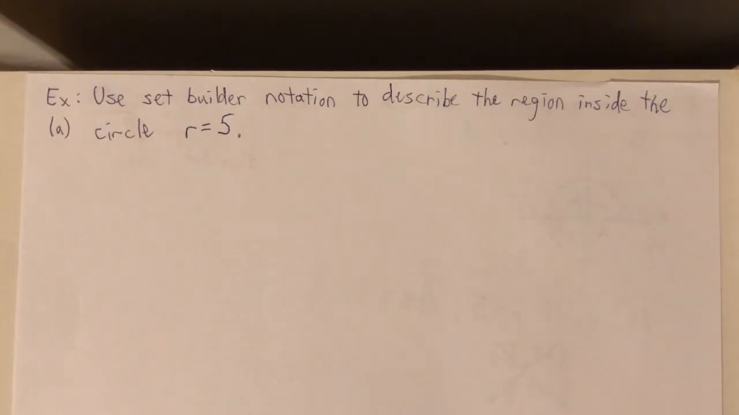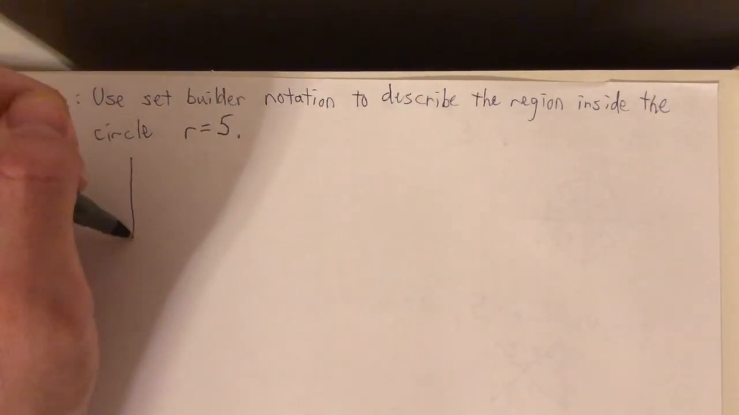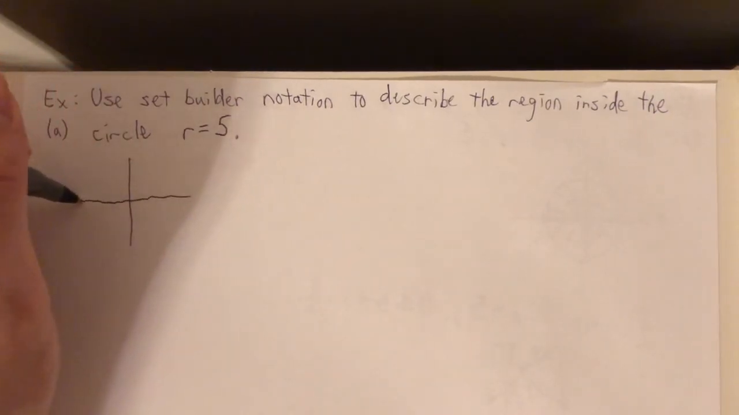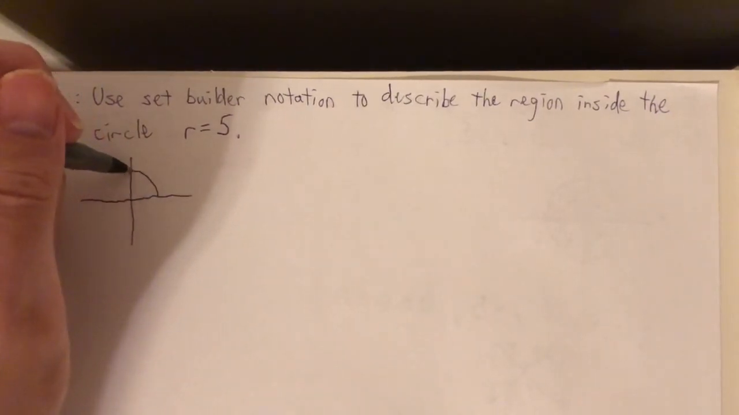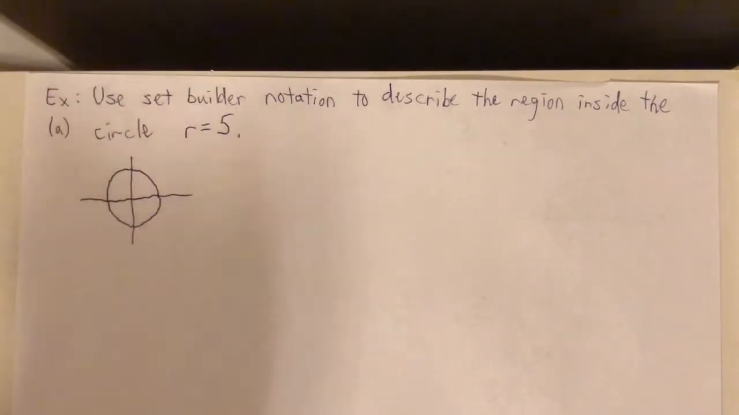So start with a relatively simple example. We want to use set builder notation to describe the region inside the circle r equals 5. So if I think about what this circle looks like, it's a circle centered at the origin, centered at the pole, radius 5.